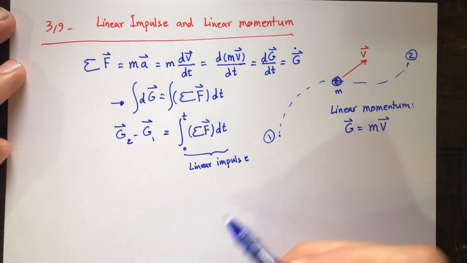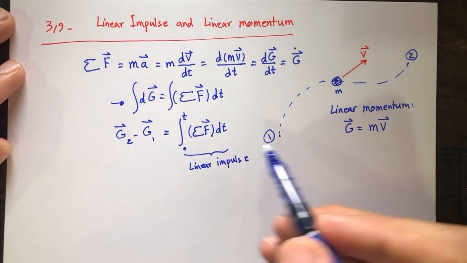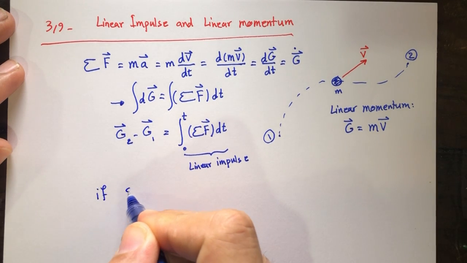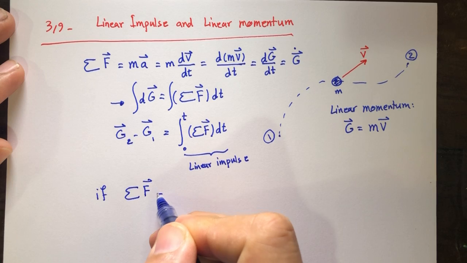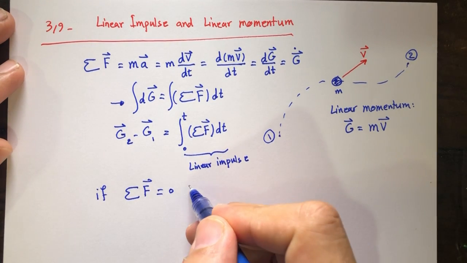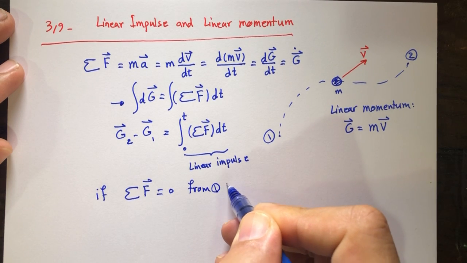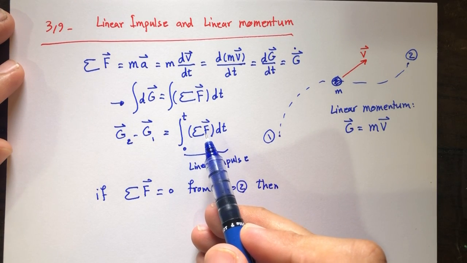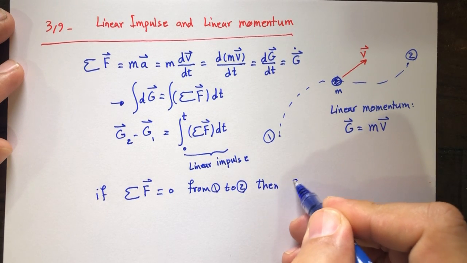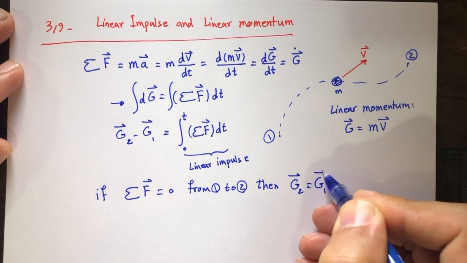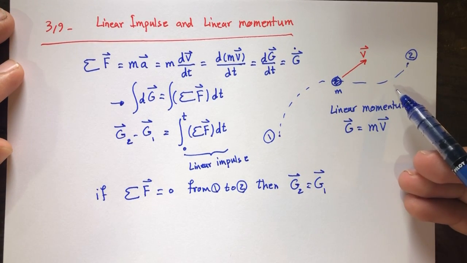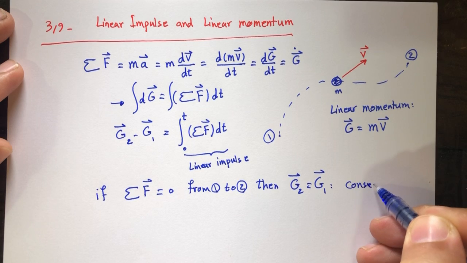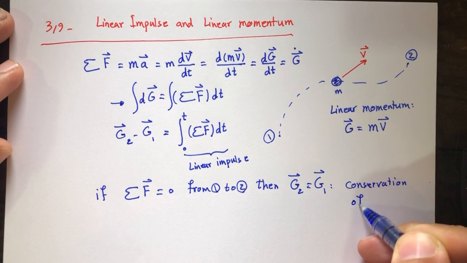And sometimes, as you're going to see in a lot of examples after this video, we have no forces on our system from 1 to 2. So if sum of the forces on the system is equal to 0 from 1 to 2, then this side of the equation is going to be equal to 0, which means G1 is going to be equal to G2. Or in other words, the linear momentum of the system is not going to change between 1 and 2. We call this conservation of linear momentum.